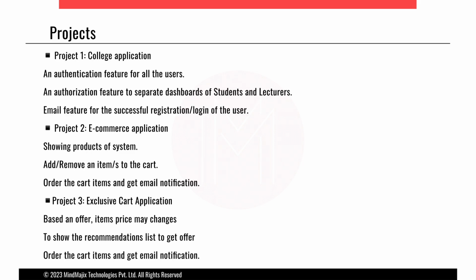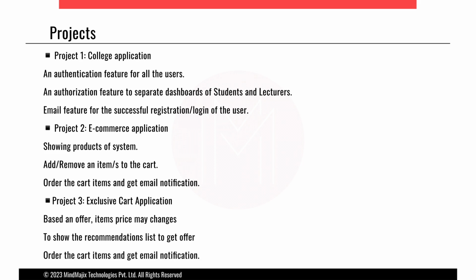So here we mainly focus on the three projects. One is for the college application. Here we can go step by step. For the college application, we'll create an authentication system and then an authorization feature for separate dashboards of students and lecturers, and an emailing feature for the successful registration or login of the user, or student, we can say, in the college application. So the first project is for the basic things. Whatever we are using for the college application is required for each and every application.